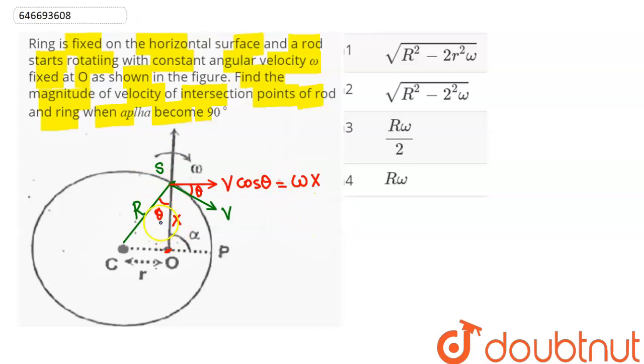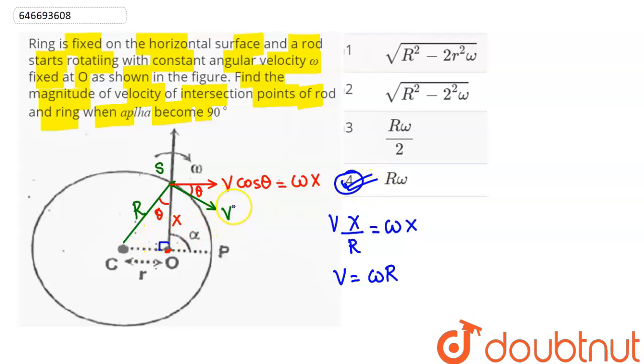From this right angle triangle, cos of theta is base by hypotenuse, which here is x upon R. Hence cos theta becomes x upon capital R, so V cos theta equals omega into x. x and x cancel out. Hence we have the velocity given as omega into R, which is option number 4.